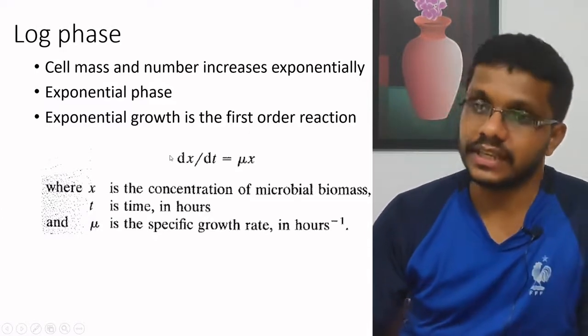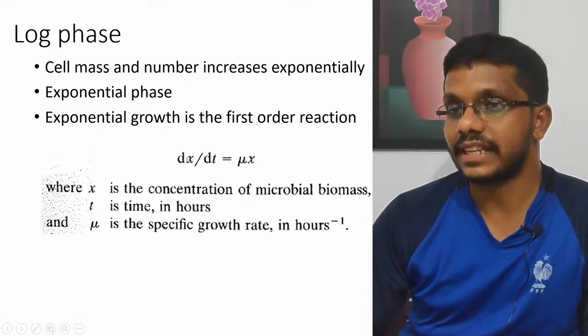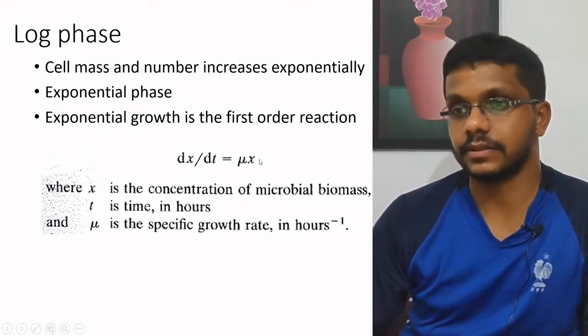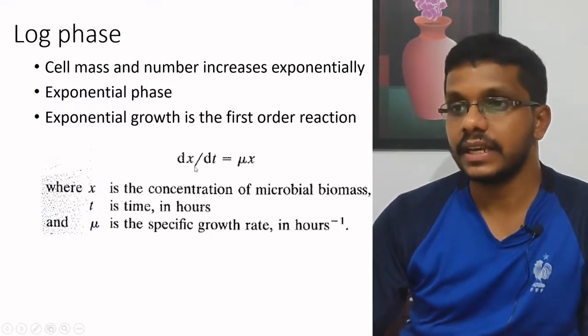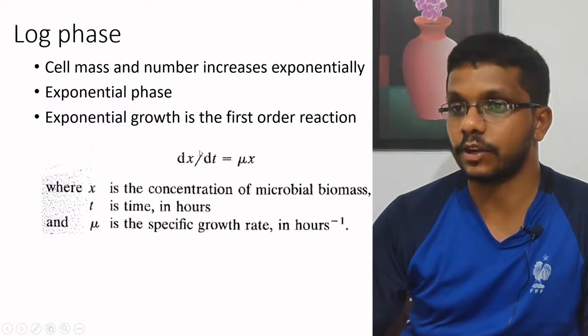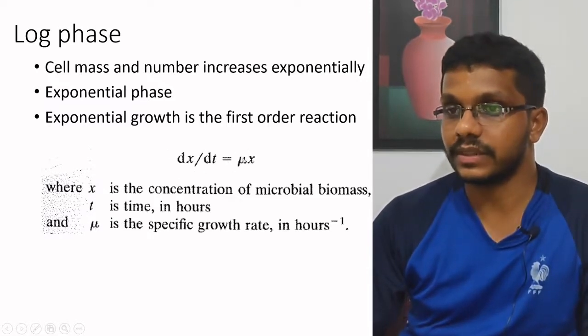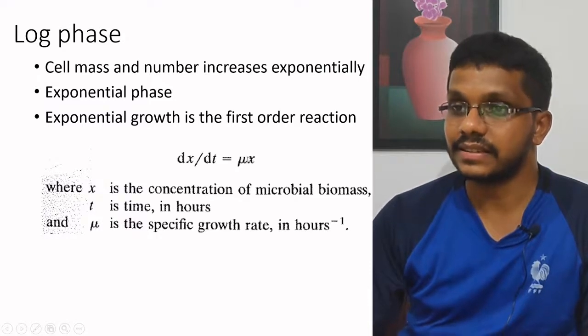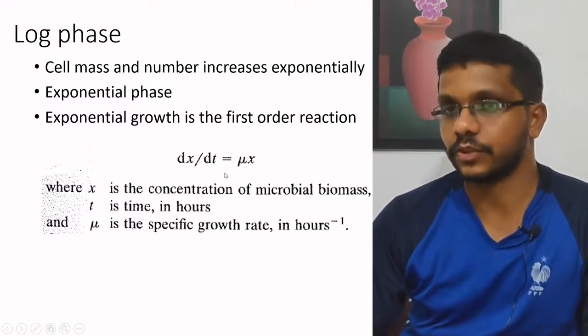Mathematically, we can calculate the rate of growth: dx by dt is equal to mu x. Here dx by dt represents the rate of growth. In a time interval t, how much increase in the microbial mass occurs is equal to mu x. Mu, as we know, is the specific growth rate, x is the initial biomass, and t is the time, of course.